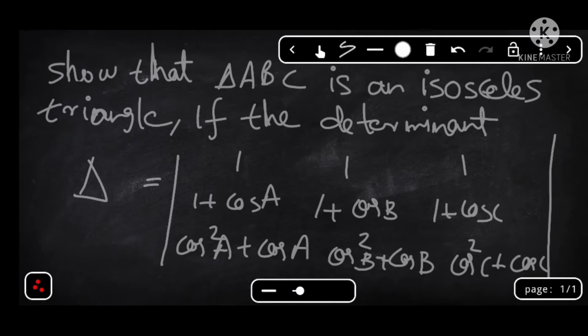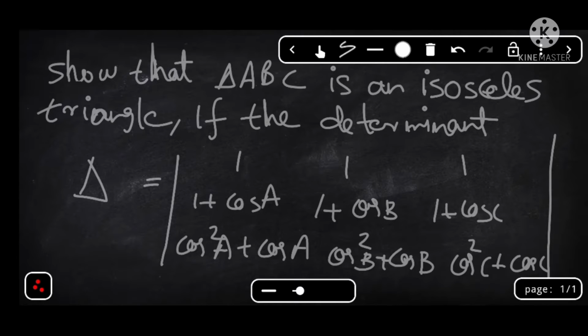Hello students. So today we'll see the continuation of problems from chapter 4, determinants. Show that triangle ABC is an isosceles triangle if the determinant is as given. So we have to prove it is an isosceles triangle.